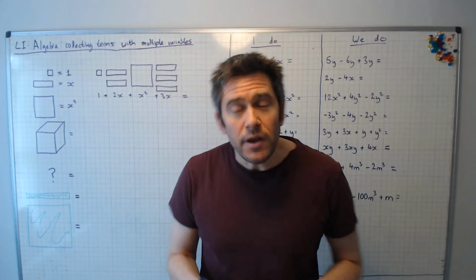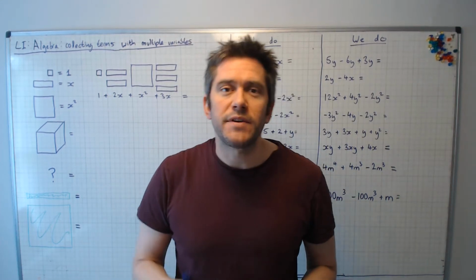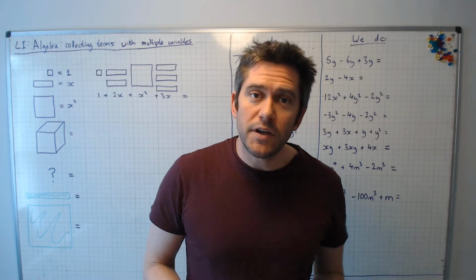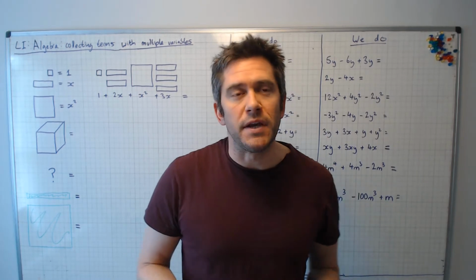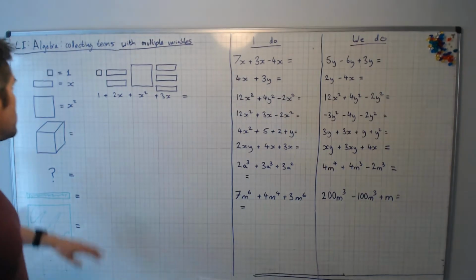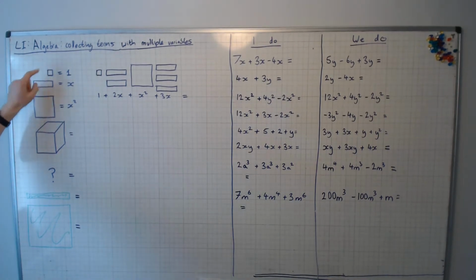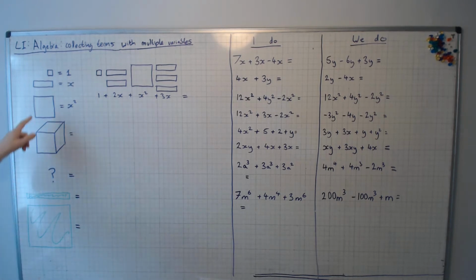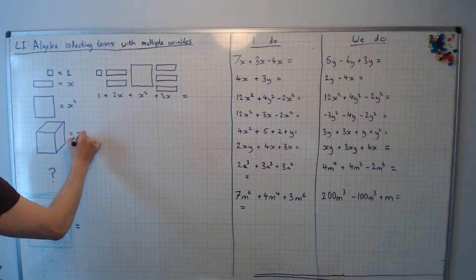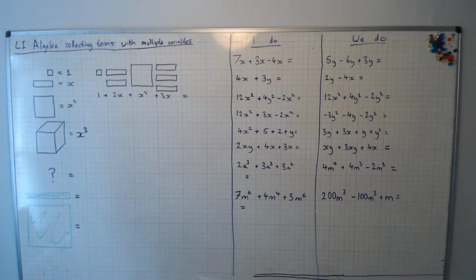So we're on algebra and we're going to continue to collect terms and to simplify expressions, but this time we're going to add multiple variables in, multiple unknowns. So we've already introduced the one block, looks like this, and we have x, which is width of x, and we've got x squared, which is x by x. I'm sure you can guess what this is. It's a cube, so this one's going to be x cubed.